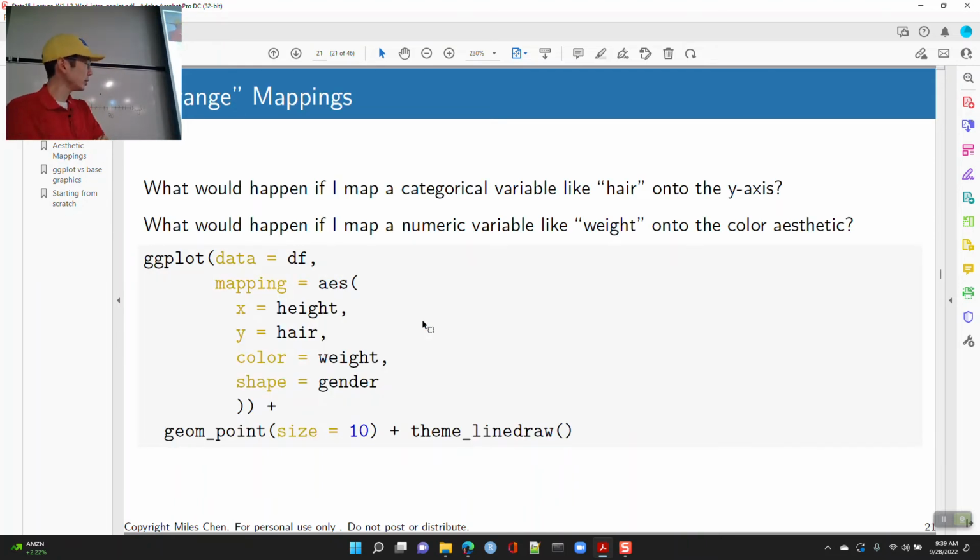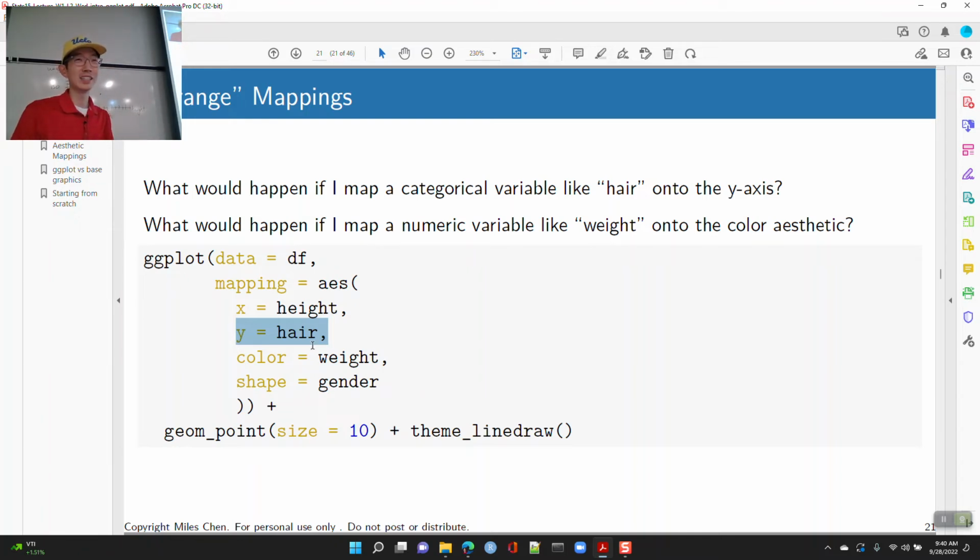Okay, what if I do this? Here I'm going to map the hair color. Remember, we have 3 hair colors: brown hair, blonde hair, and black hair. Can I do this? Can I map hair color to Y position? What would that end up looking like?